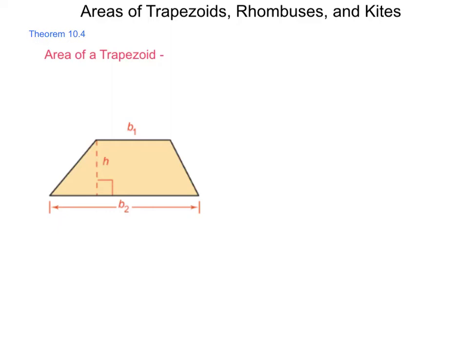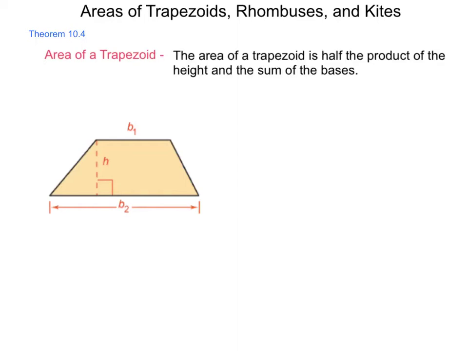In this lesson, we're going to be looking at the areas of some of the lesser known formulas for quadrilaterals: trapezoids, rhombuses, and kites. Now, theorem 10.4, the area of a trapezoid, states, the area of a trapezoid is half the product of the height and the sum of the bases.